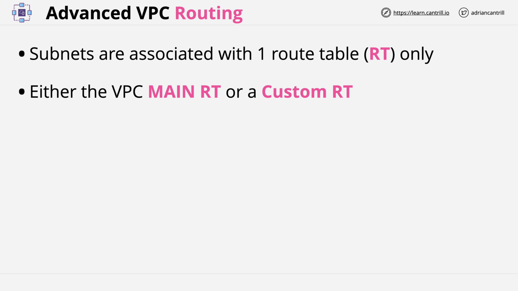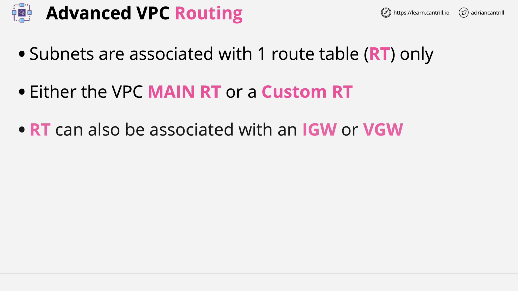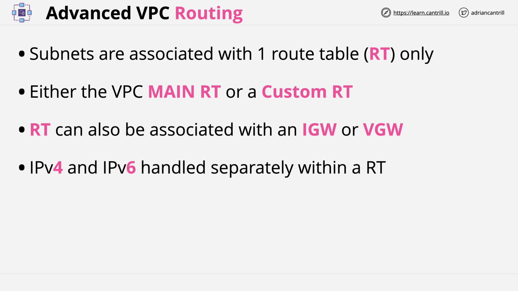Now, route tables can also be associated with an internet gateway or virtual private gateway, and this allows them to be used to control traffic flow entering a VPC, either from the internet or from on-premises locations, and I'll be talking about that in more detail later in this lesson. Another important thing to understand about route tables is that IP version 4 and IP version 6 are dealt with separately, both in terms of default routes and more specific routes.